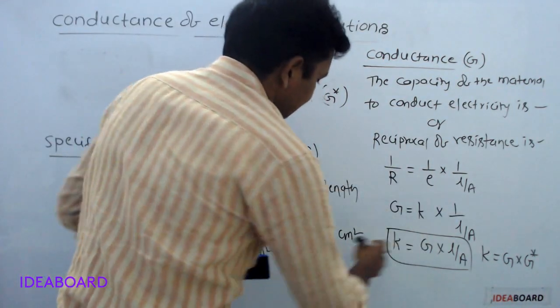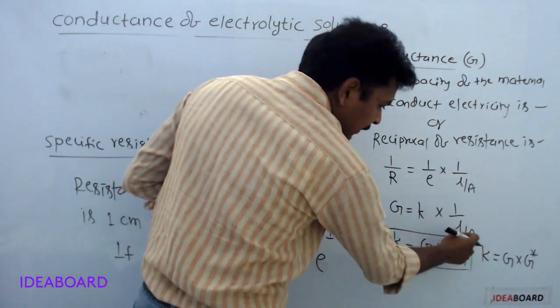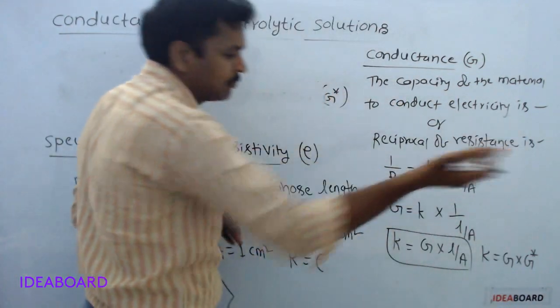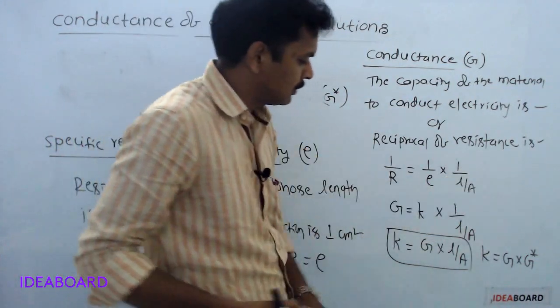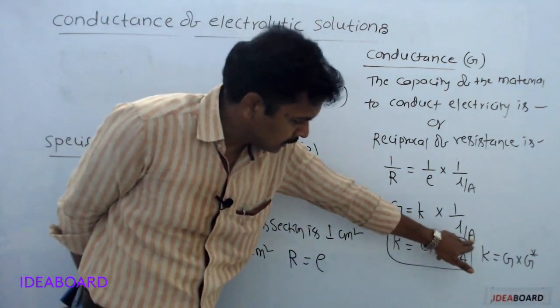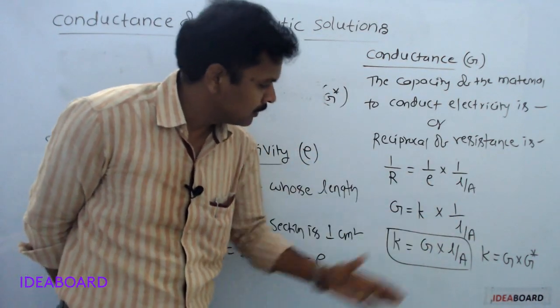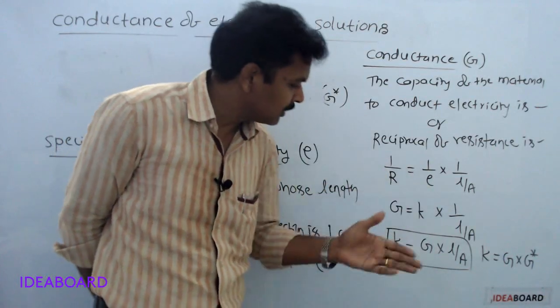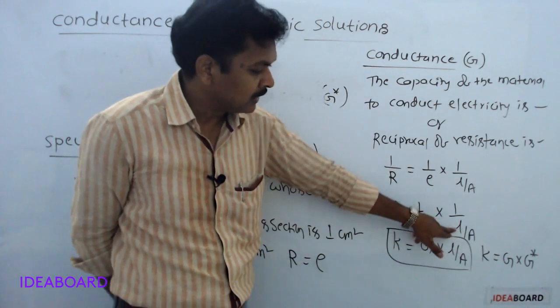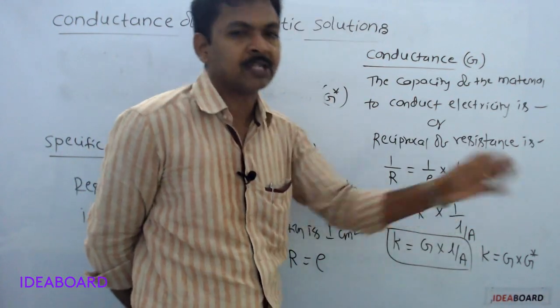Kappa is specific conductance. See, from this formula, if L is equal to 1 centimeter and A is equal to 1 centimeter square, then G is equal to kappa only. So kappa is nothing but conductance only. But what is the condition? Length of the conductor is 1 centimeter and area of the conductor is 1 centimeter square.